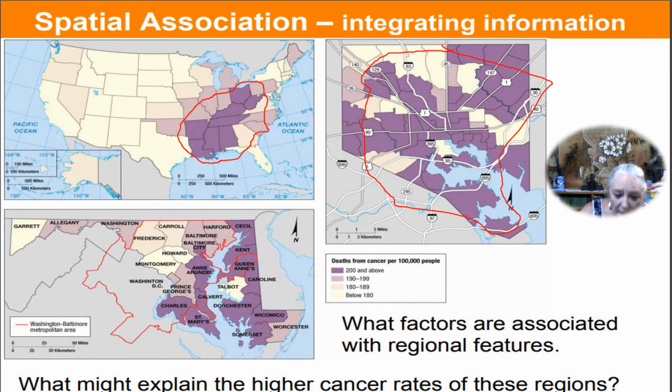So what might explain these higher cancer rates in these regions? There could be a lot of reasons, but you can look at the map and say, okay, wait a minute. I'm a geographer. I'm going to think about this. What is causing this to happen? Okay.